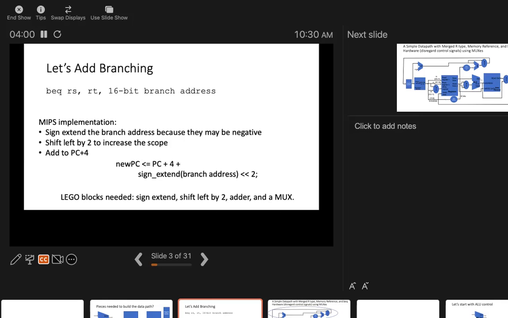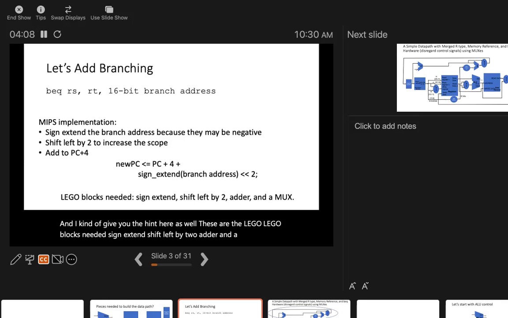And I kind of give you the hint here as well. These are the Lego blocks needed: sign extend, shift left by 2, adder, and a multiplexer. So no data memory, no register file, no. Well, no, not quite, because those are already there. What you can do is assume that the ALU has generated a signal which will decide if the branch has to be taken or not.